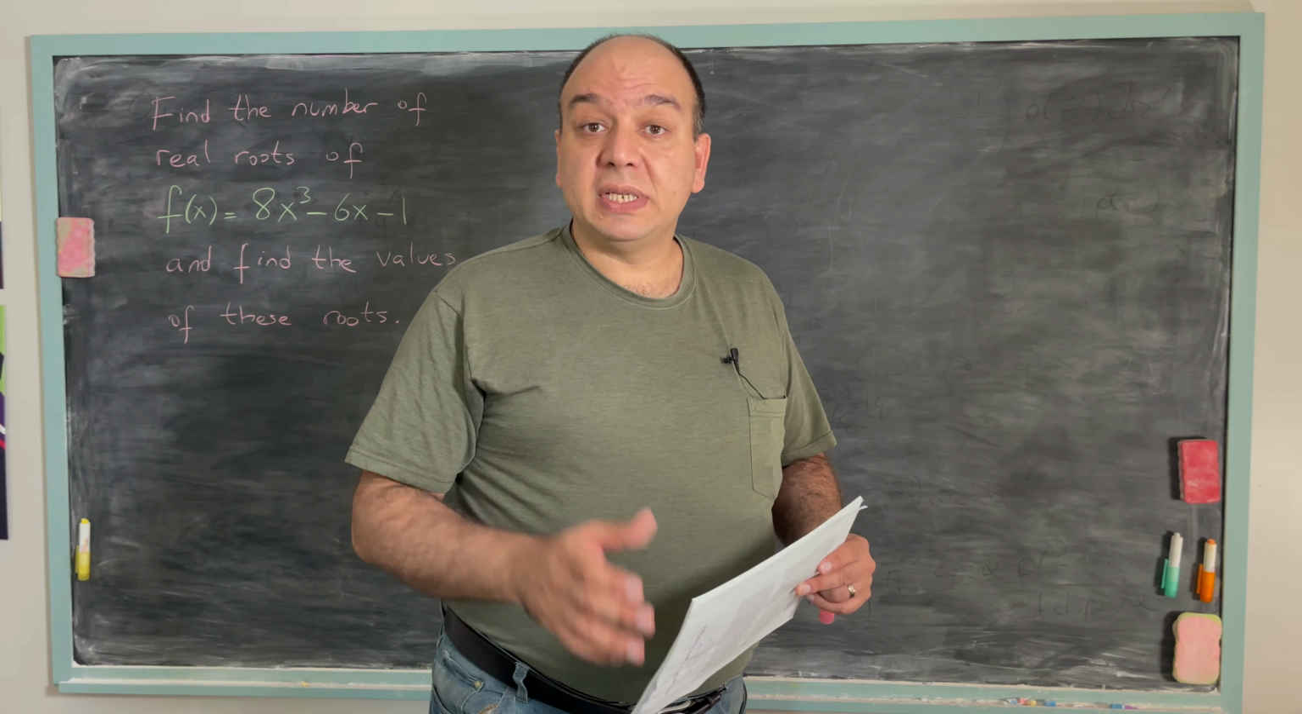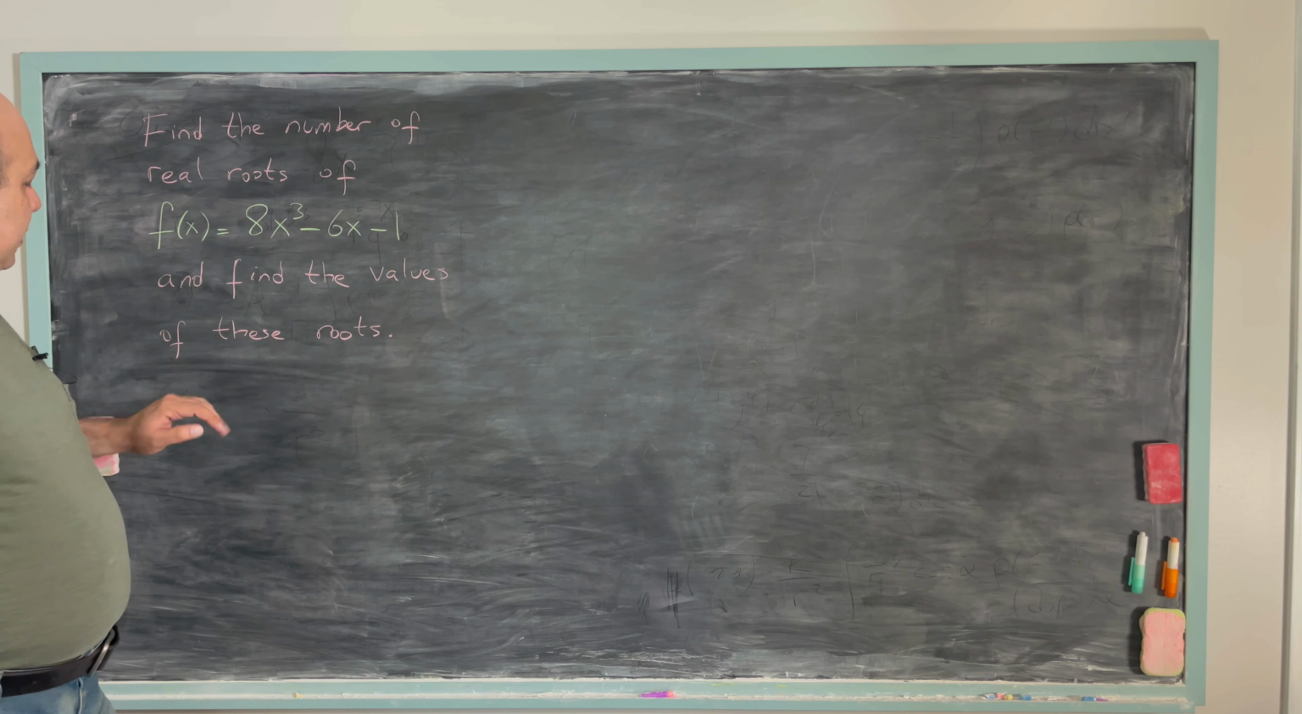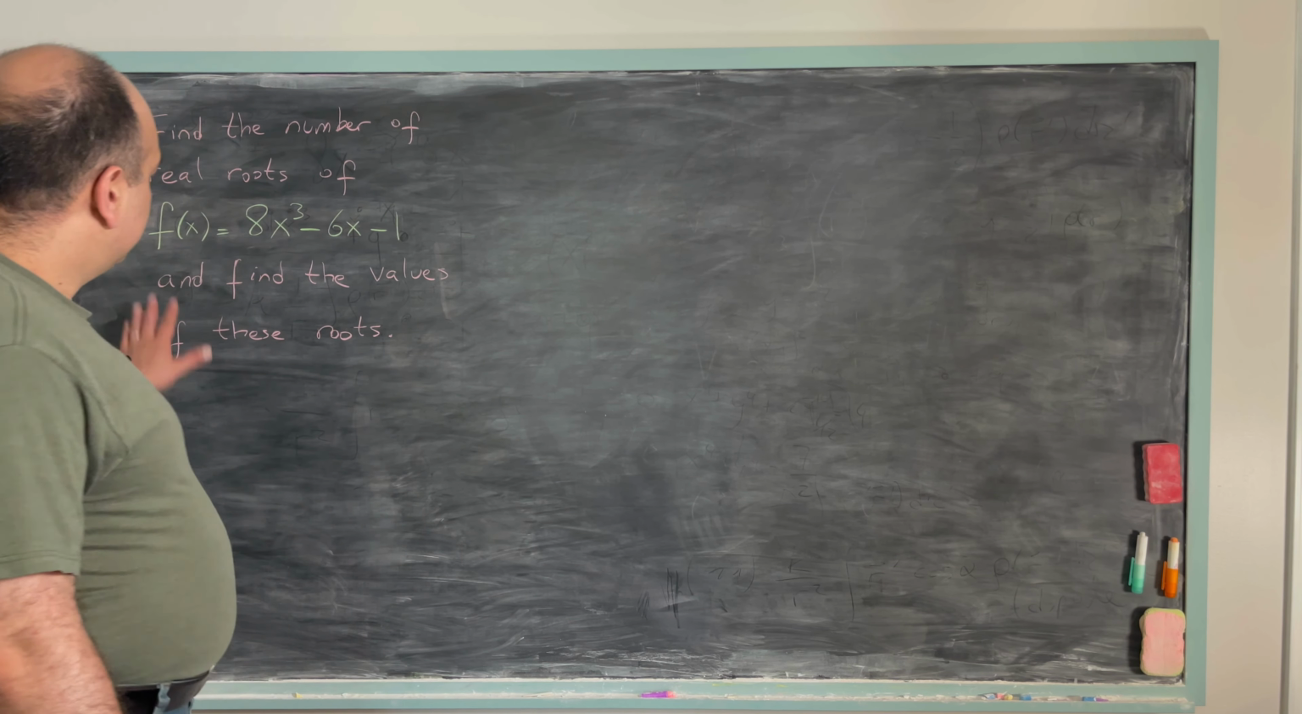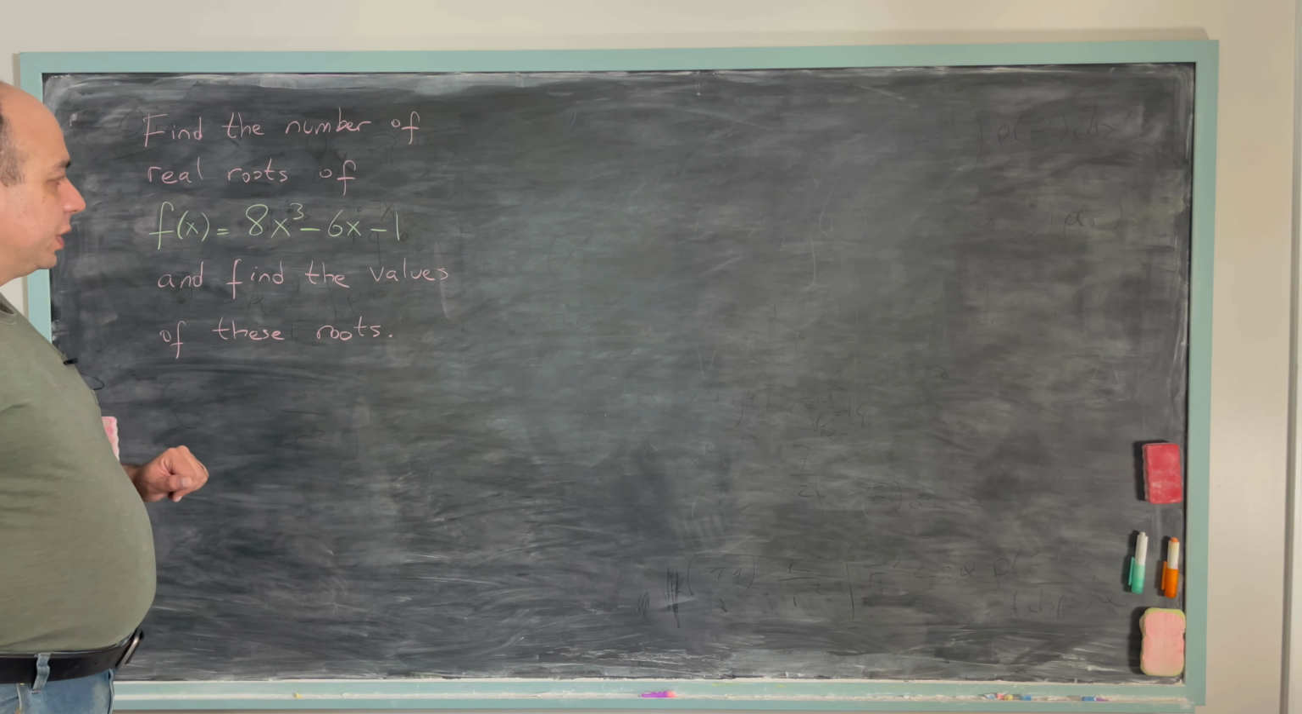So the question says, find the number of real roots of this polynomial function. This is a cubic polynomial, right? 8x cubed minus 6x minus 1. And we are asked to find the values of these roots. Okay, this is a cubic polynomial.